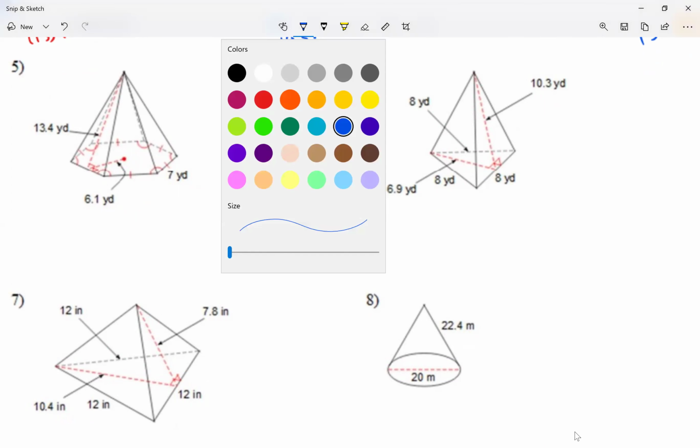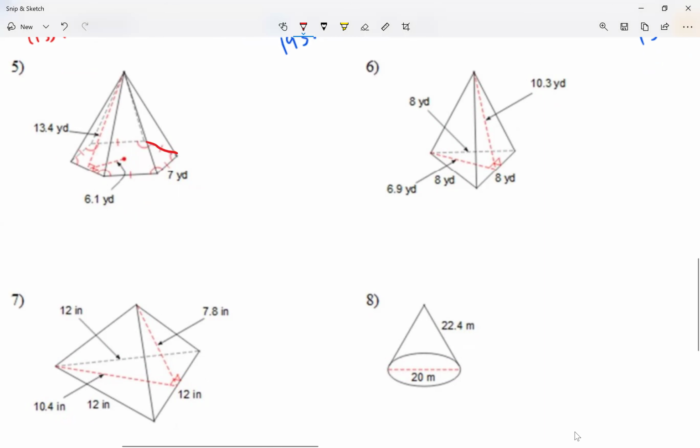So let me take a look at the base here. There's gonna be one base and the rest are triangles. Looking at the base, we have a six-sided base. So let me draw that right here, the best that I can. I do encourage you guys to write it down.